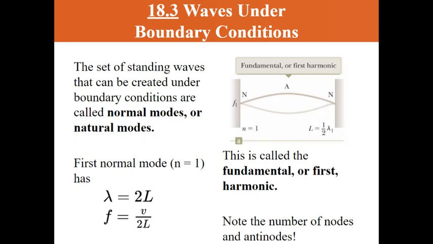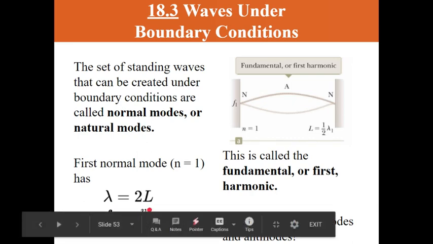Any wave that conforms to these particular wavelengths is called a normal or natural mode. And like I said, the first one is when you send a wave that has twice the length of the medium. If you work out the frequency using the wave speed equation, the frequency is going to be the speed of the wave in the medium divided by the wavelength, which for the first normal mode is twice the length.